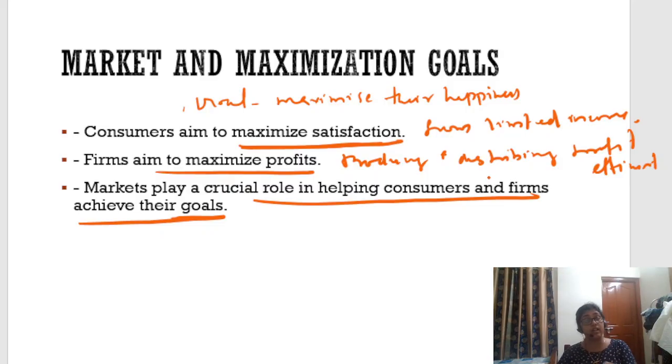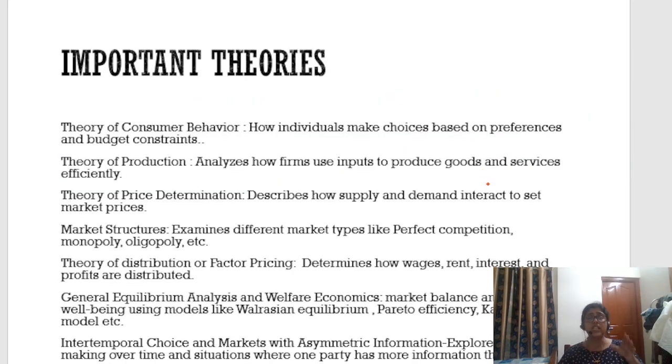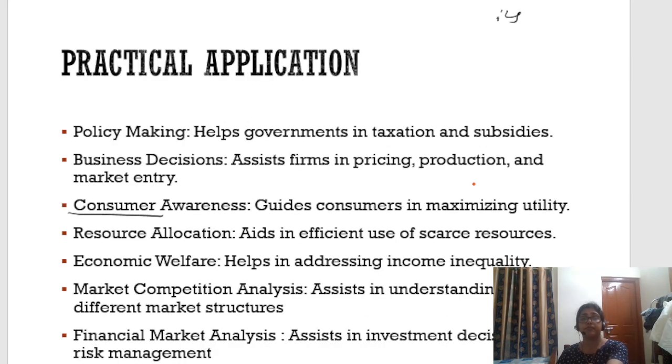From limited income, the consumer tries to maximize, and firms also try to maximize their profits. These are the important theories of microeconomics we are going to study in coming classes. We will deeply discuss every point in these theories later. So I am just going to mention them: theory of consumer behavior, theory of production, theory of price determination, market structure, theory of distribution or factor pricing, general equilibrium analysis, welfare economics, intertemporal choice, and markets with asymmetric information, etc.